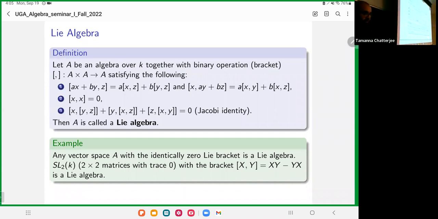So if we think about any vector space and if we define the bracket to be 0, then it is automatically a Lie algebra. Or we can think of the special linear algebra sl2 with entries in K, trace 0. Then we can define the bracket as xy minus yx, and that's again a Lie bracket. So that gives sl2(K) a Lie algebra structure.